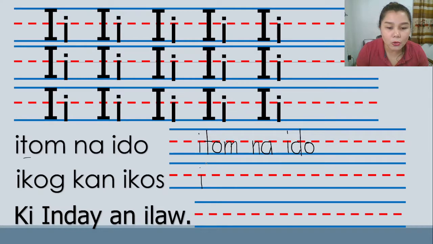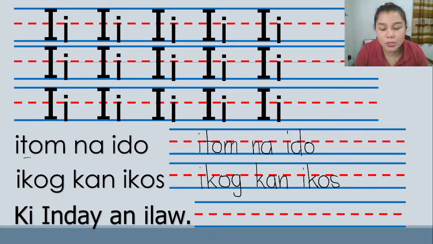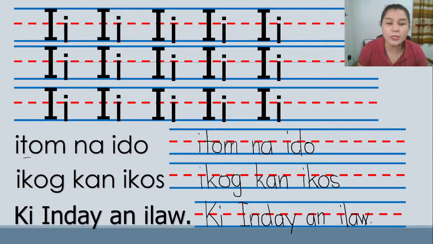Next, ikog kan ikos. So, I'll write ikog. Ang K, hanggang dyan lang po. Ikog. Tapos, pag sinusulat ko, sasabihin ko din, para at the same time, I'm learning to read them. Kan, ikos. So, see, you are reading na part by part. Next, kiinday ang ilaw. K here is big letter, so I'll also start it with a big letter. Kiinday, inday, ang, ilaw. I hope this will help you read and also write them correctly.